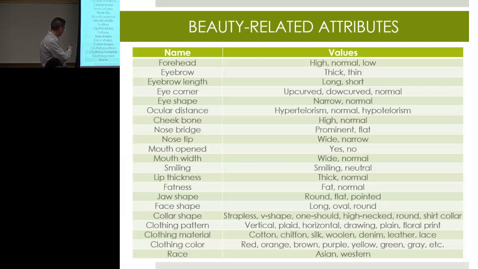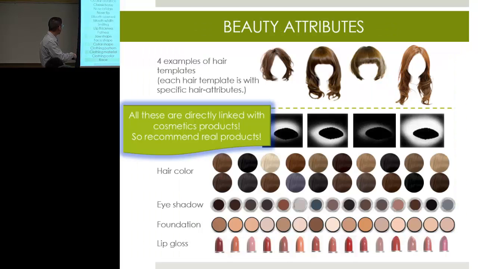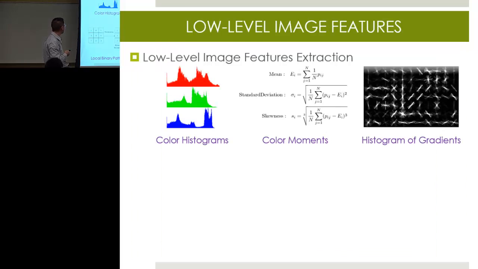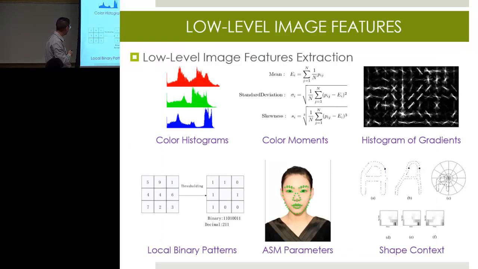Okay, so we also carefully designed a set of beauty-related attributes, including many different types. Actually, we refined them quite many times because when we discussed with different people, their recommendations were different. So finally, we have this set of beauty-related attributes, most related with the face, and also related with the area just below the face. Okay, we also need low-level image features, including many different types. But of course, if you think some more features are useful, then you can add more features.